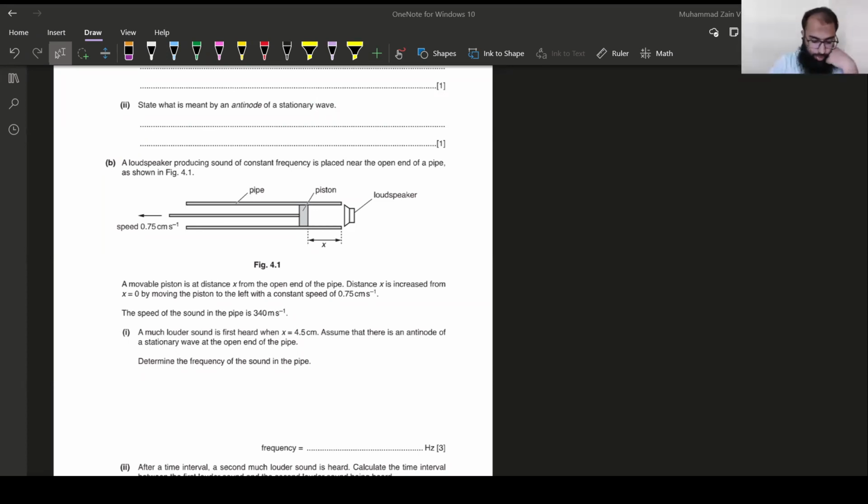So if it's the open end of the pipe, I know for sure that there will be an antinode over here. This is something I know for sure because it's an open end, an open end and an open end, and at open ends the particles can oscillate, so there would definitely be an antinode.